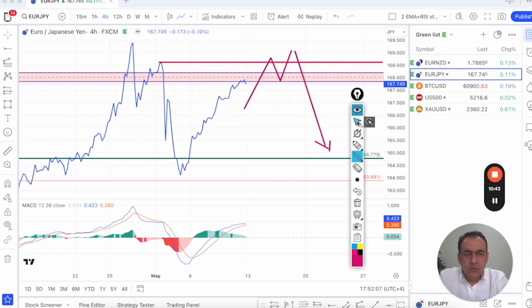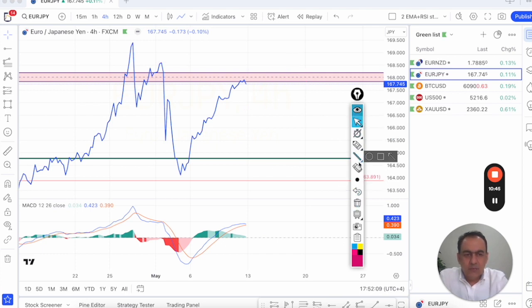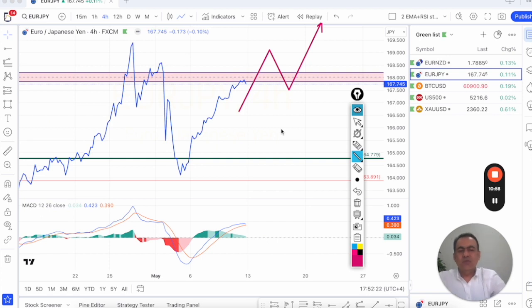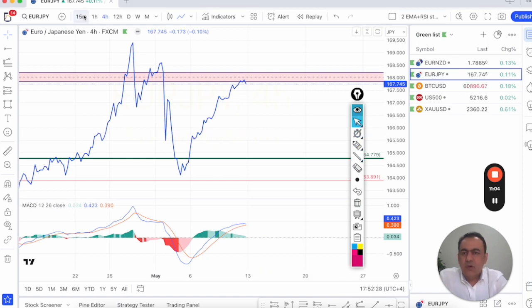So we need to monitor cautiously. If buyers succeed in breaking this level, then there will be a retest and we can expect 170. If they fail, then I'll be looking to trade in the downward direction, and the immediate target would be 165 to 164.77. So this is the plan for Euro versus JPY.